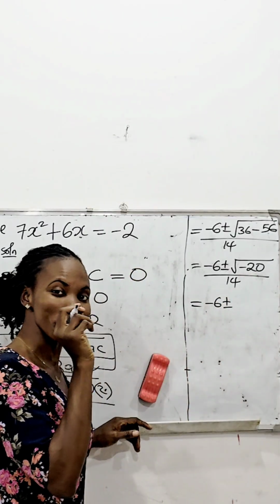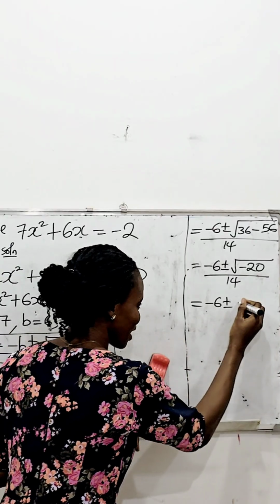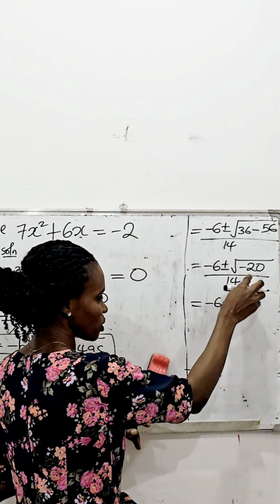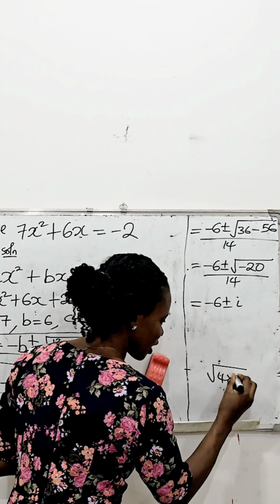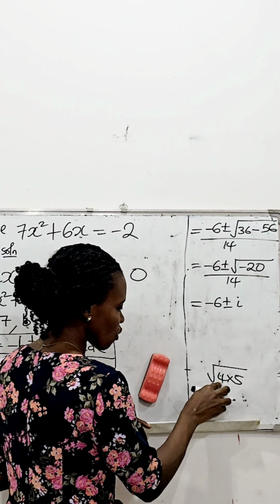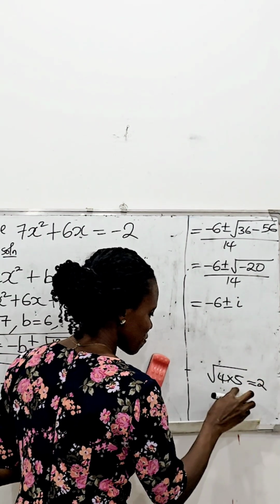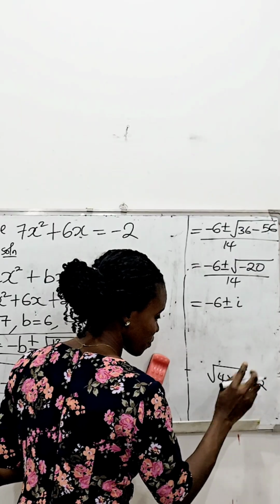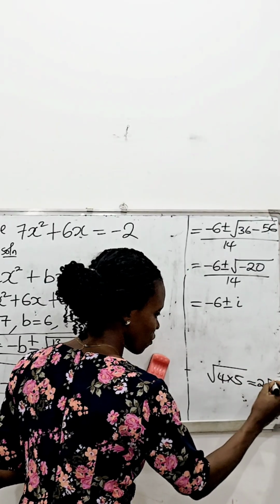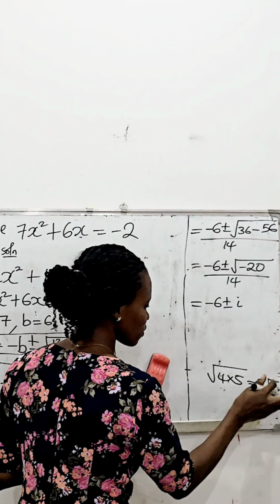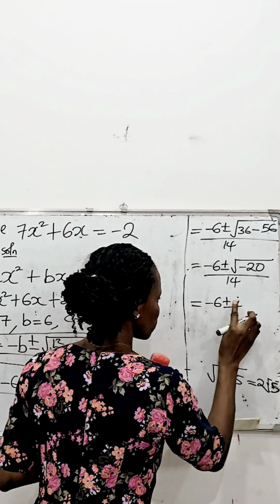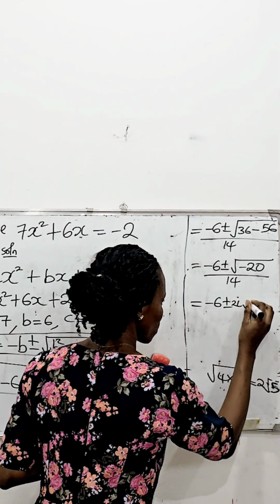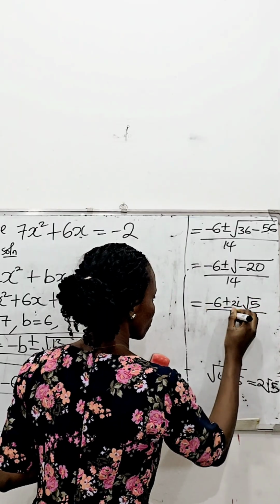Okay, so we have minus 6 plus or minus the square root of negative 20. The square root of negative 1 is equal to i. So this is i because of this minus. Then this 20, we can express as 4 times 5. The square root of 4 is 2, then 5 is not a perfect square, so we write it as the square root of 5. So this gives me 2 square root of 5, all over 14.